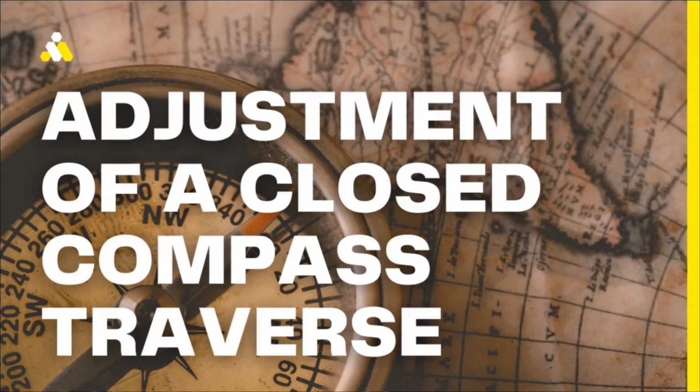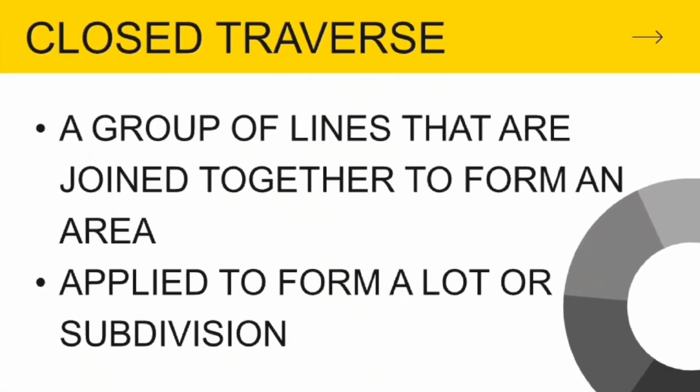So moving on to the adjustment of a closed compass traverse. First, what do we mean by closed traverse? A closed traverse is a group of lines that are joined together to form an area. It is when the series of lines form a circuit which ends at the starting point. Closed traverse is applied to form a lot or subdivision.